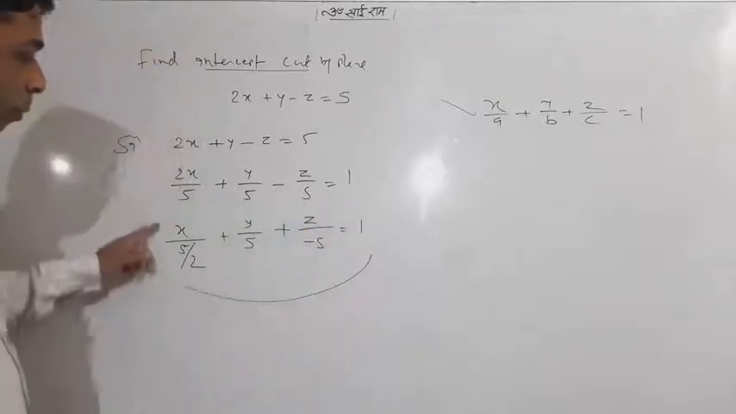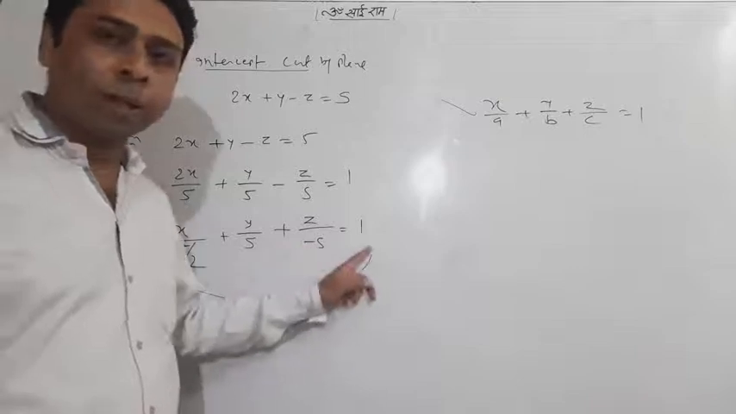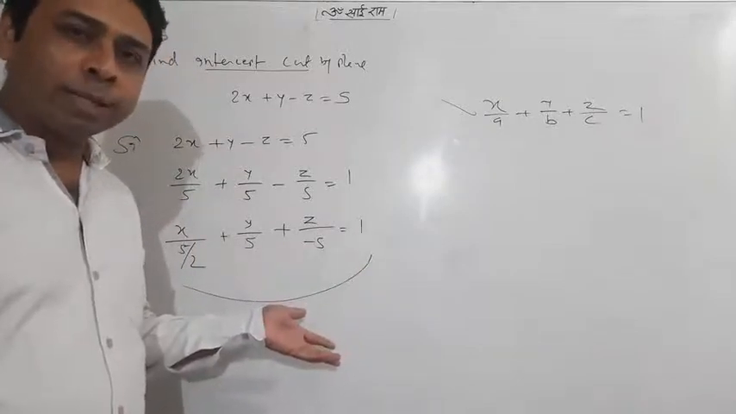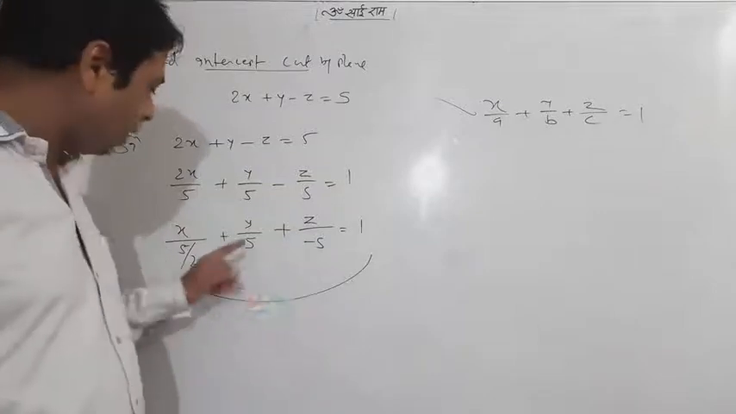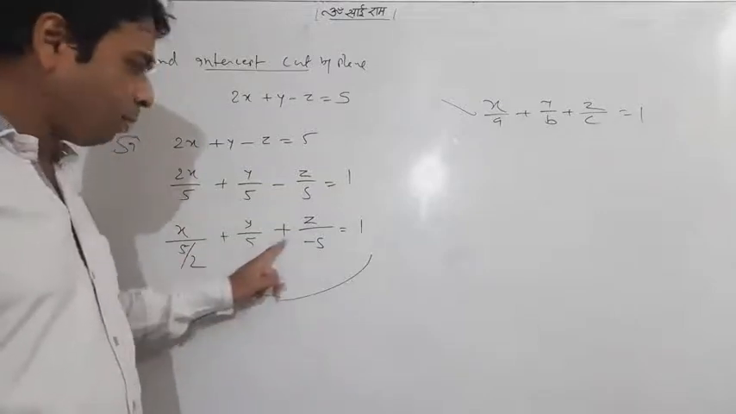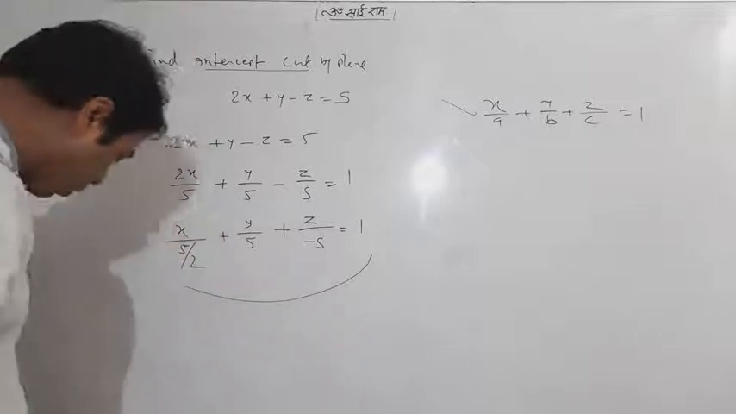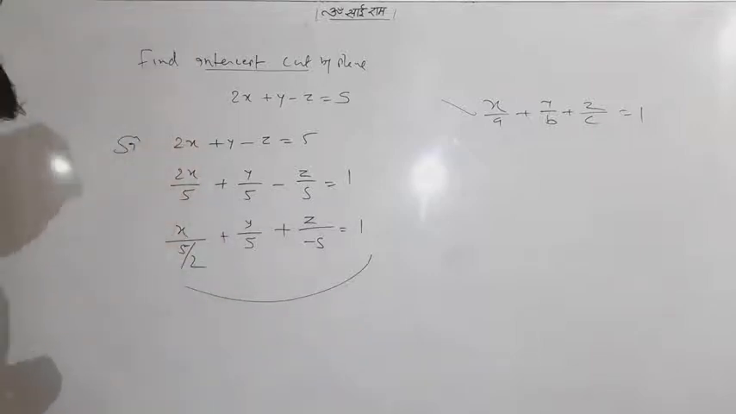Now can you see, it's x upon a plus y upon b plus z upon c equal to 1. This is the intercept form. If you are told to find the intercepts cut by the plane on the axes, you will say 5 by 2, 5 and minus 5. These are the intercepts cut by the plane on the axes. So I don't think it's a tough one. It's very easy. Already explained.